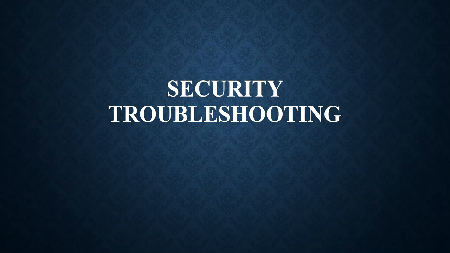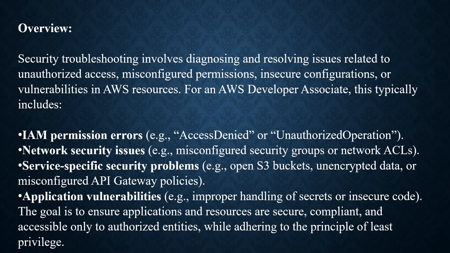In this video, we are going to discuss security troubleshooting, which we learned for the AWS Certified Developer Associate exam. Actually, it is troubleshooting security issues on AWS environments. Security troubleshooting involves diagnosing and resolving issues related to authentication, authorization, encryption, access control, and compliance. In upcoming slides, we'll discuss the key features and everything about AWS security troubleshooting.